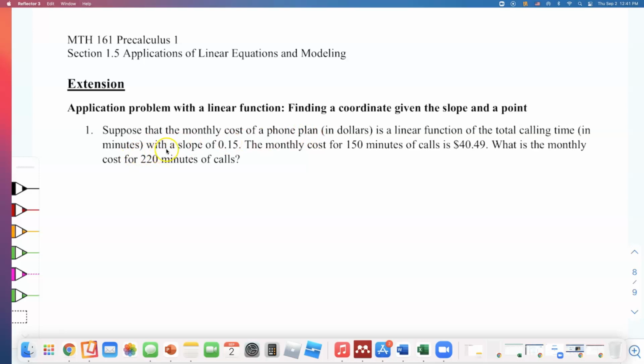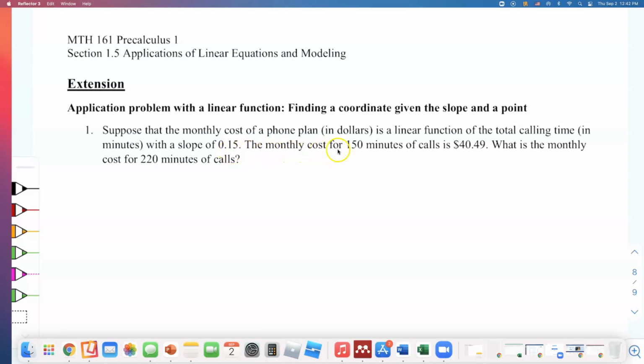And they're saying with the slope of 0.15. Okay, so I think this is what's happening. We're paying 15 cents for every minute, because the slope is 0.15. So every minute we talk on the phone, we're paying $0.15, in other words, 15 cents more.